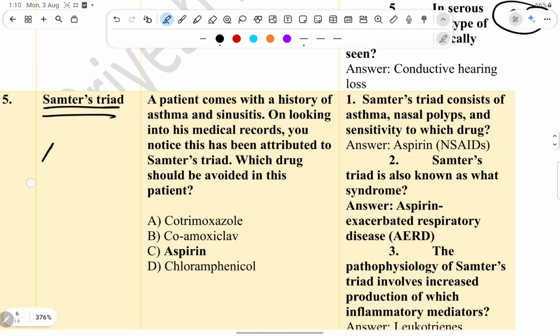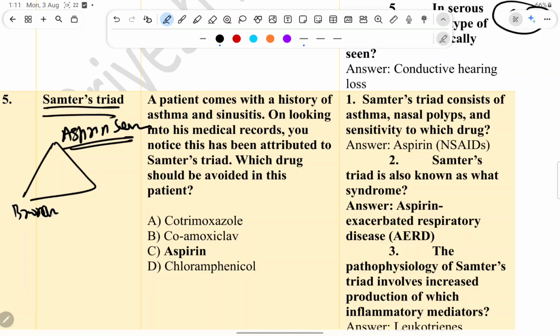Next we have Samter triad: aspirin sensitivity, bronchiectasis.